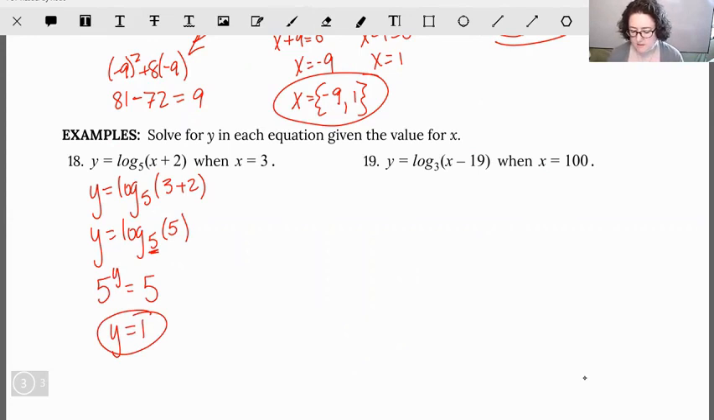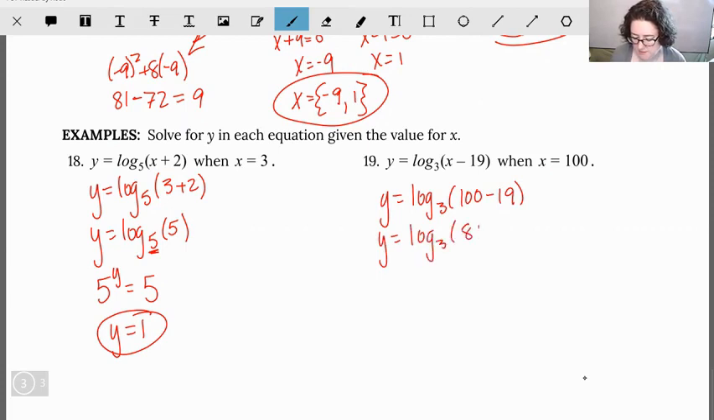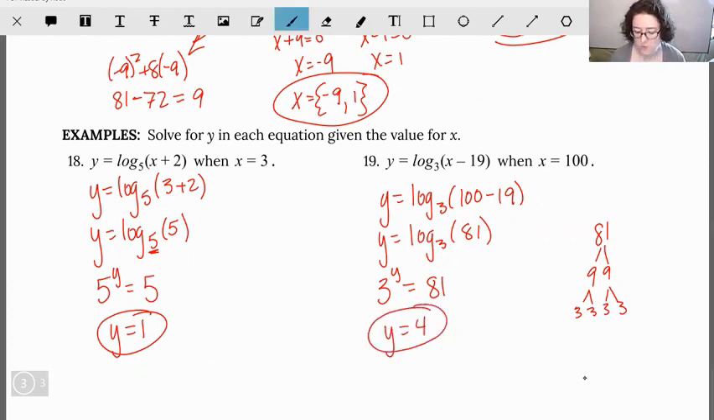Same thing on number 19. So plug in our 100, we'll see what happens. So y equals log base 3 of 100 minus 19. Except that comes out to 81. Very nice number, because now when I change into exponential form, I'm going to get 3 raised to the y equals 81. What exponent do I have to raise 3 to get 81? Well, if you don't know off the top of your head, go ahead and do a factor tree. So 81 is 9 times 9, and then each one of those 9s is 3 times 3. So how many 3s do we have to multiply all together? 4. So y equals 4.